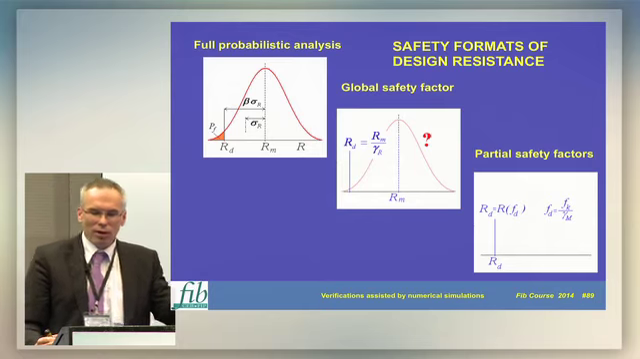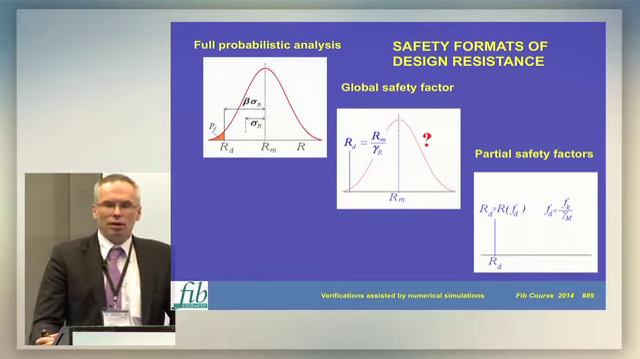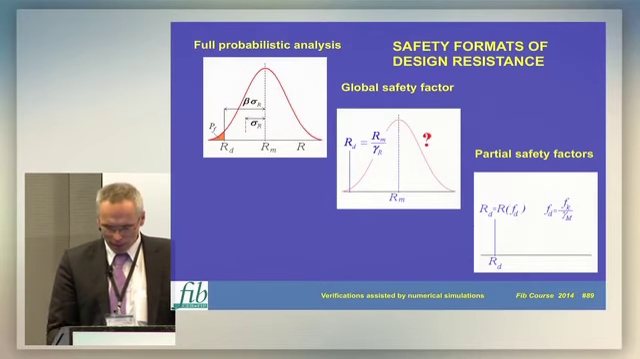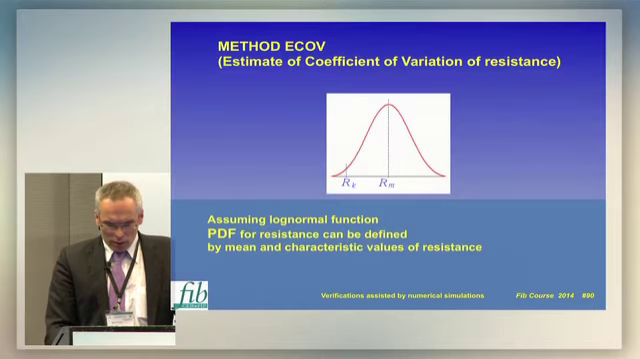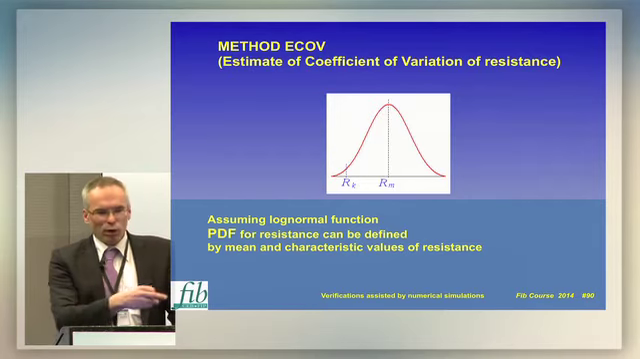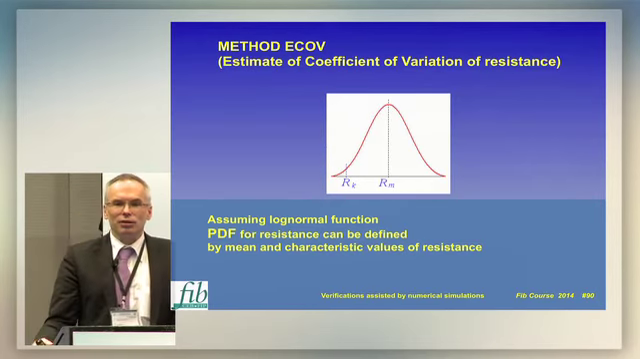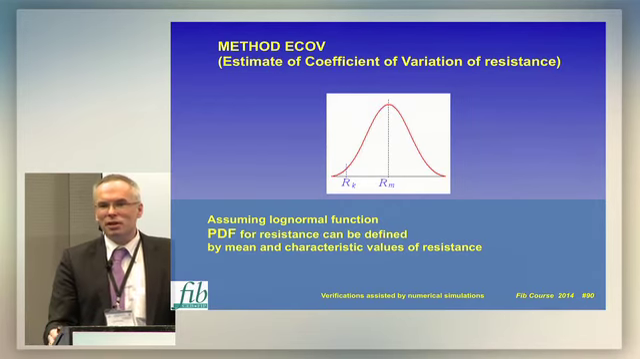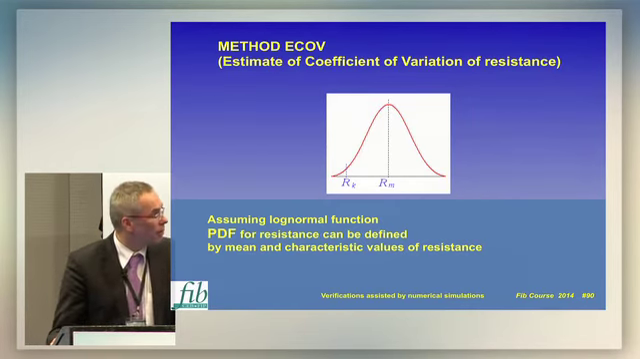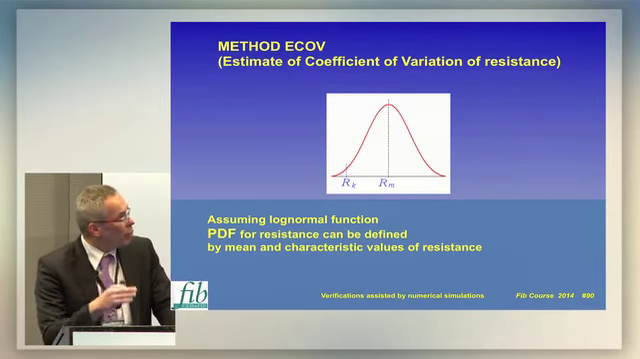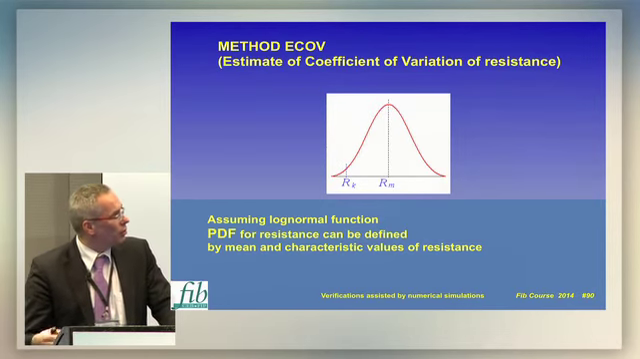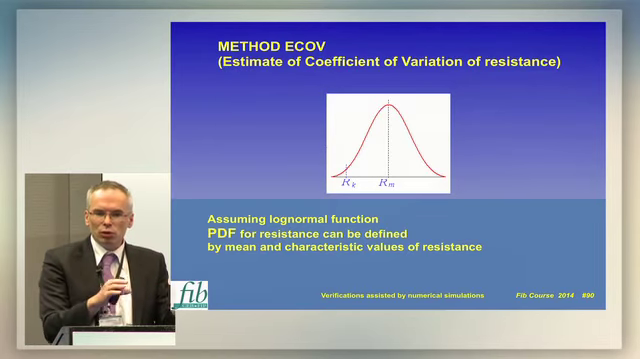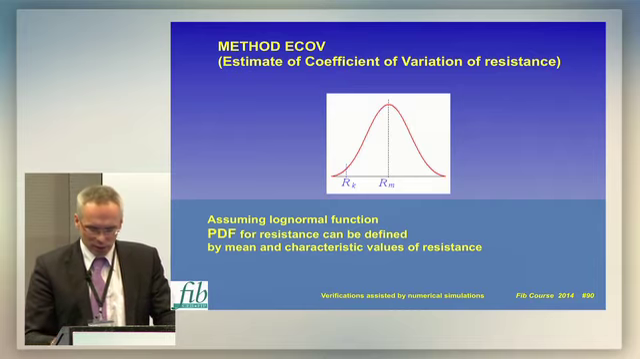There are, of course, some theoretical arguments that it may not always be on the safe side. But that's what I would like to show in subsequent examples, that so far we haven't discovered a case. But it doesn't mean that such a situation doesn't exist. And we have one more method, which is also included in the fib Model Code, which is already introducing a little bit the probabilistic aspects.